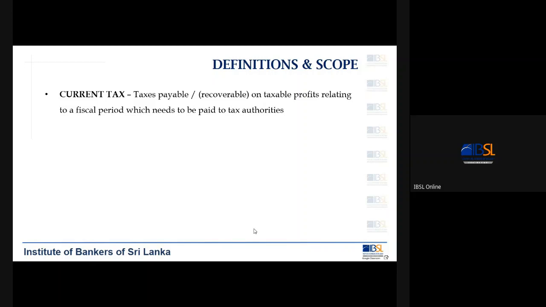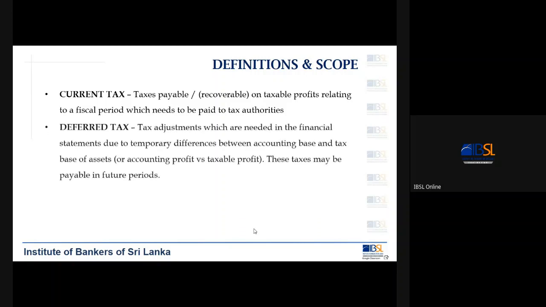So when we say current tax, it relates to the taxes payable or recoverable on taxable profits relating to a fiscal period. A fiscal period is known as a financial year period, and the tax needs to be paid to the tax authorities. The tax authority here is the Inland Revenue Department.